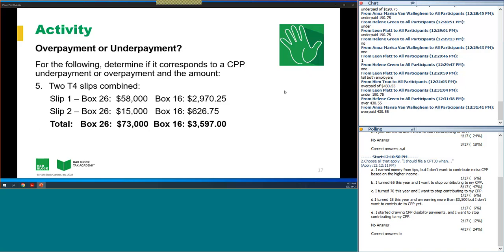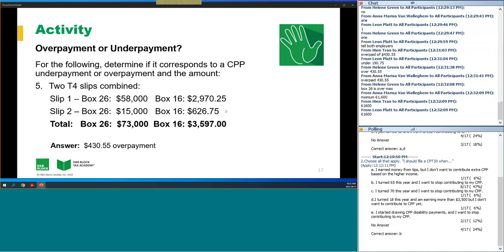All right, so we've got some brave volunteers saying overpaid at $430.55. I agree. What was the trick? What was the thing you had to notice that might have led you down the wrong path? What's the maximum? 61.6.